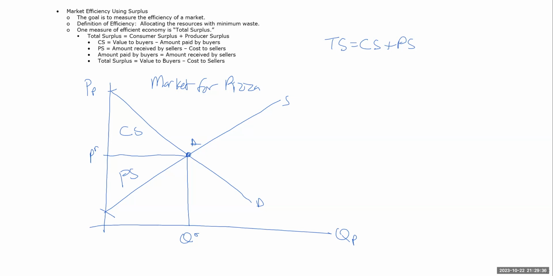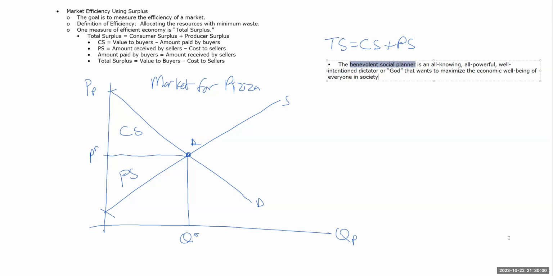Before we move on, I want to introduce something that I'm going to use throughout the next several chapters. It's called benevolent social planner. Sometimes I use the benevolent planner, sometimes I use social planner, and sometimes I use the correct full term, benevolent social planner.